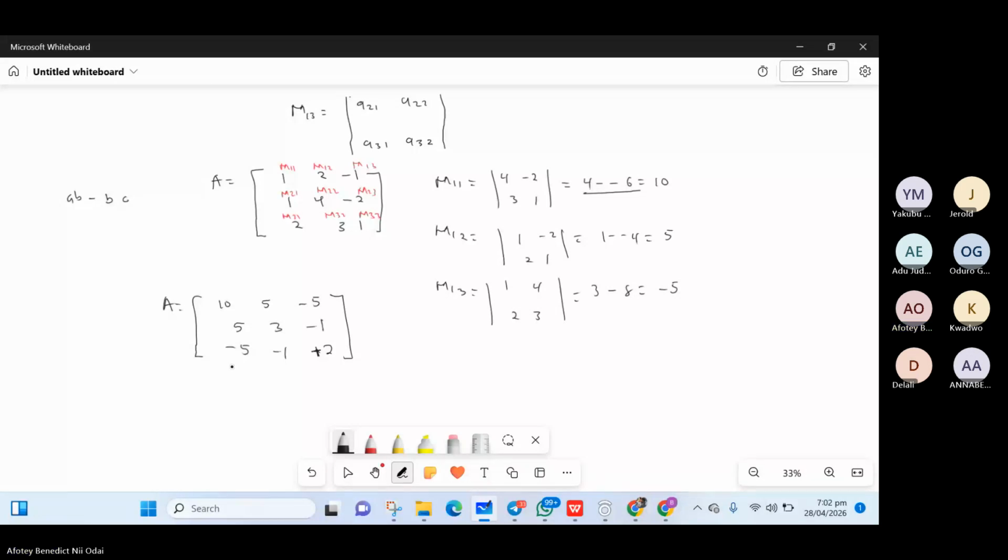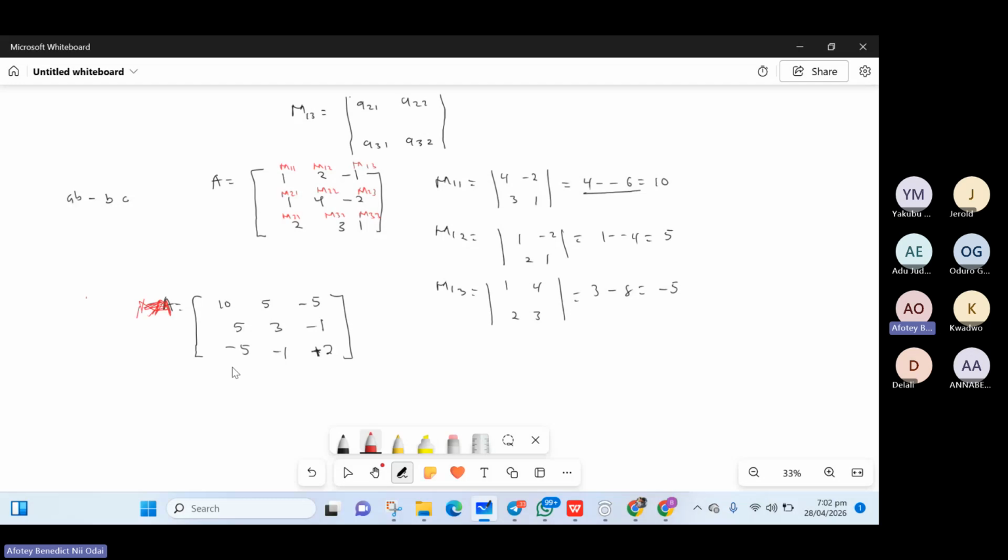Okay. So let me cross check this one last time. I think we are on track. Yes. So this basically is your matrix of minors. This is your matrix of minors.